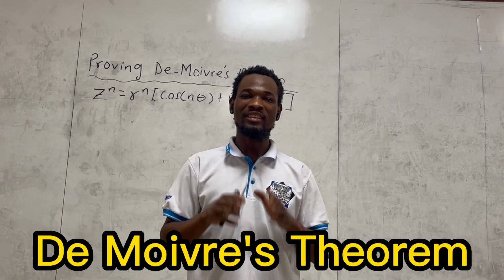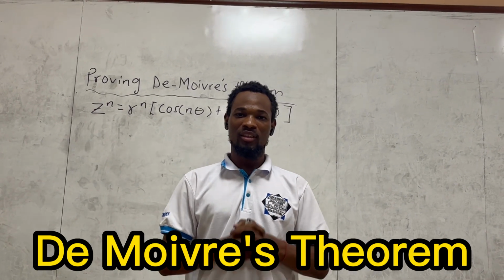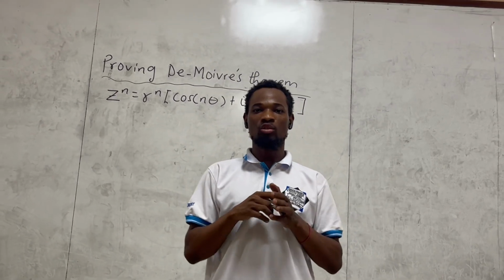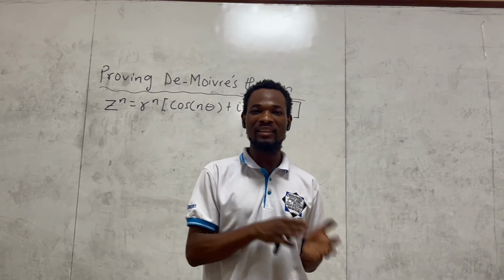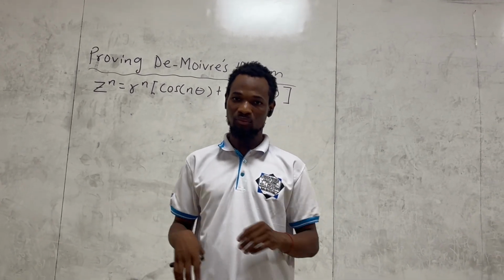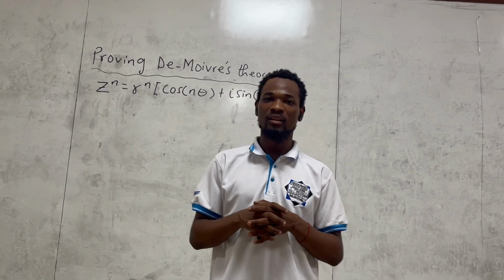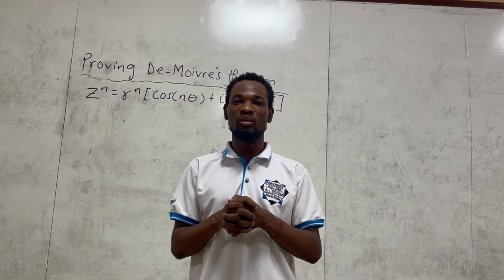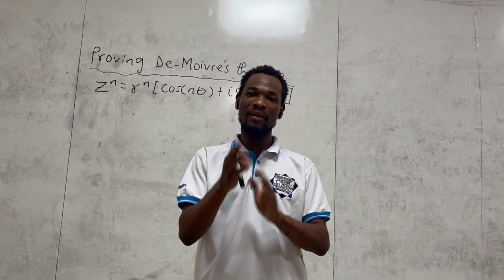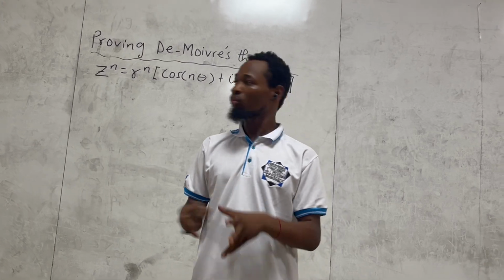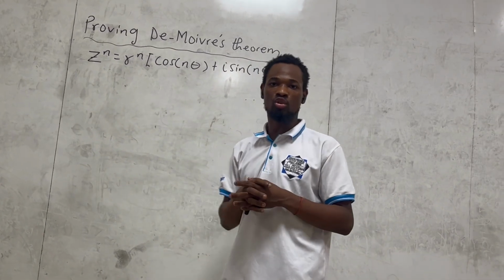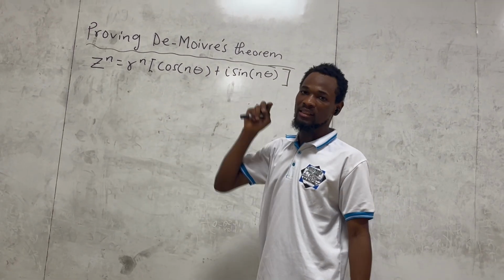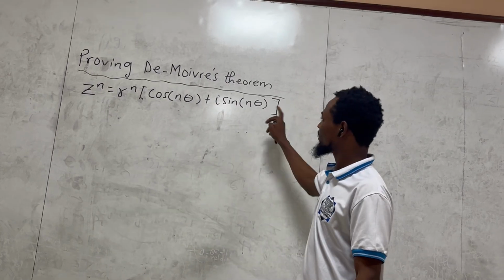Today we are going to learn about De Moivre's theorem, and we are going to learn the proof using the concept of complex numbers in their polar form. So De Moivre's theorem states that the complex number z raised to an exponent of n is equal to the modulus r raised to the power n, multiplying cos of n times theta, then plus i sine of n times theta.